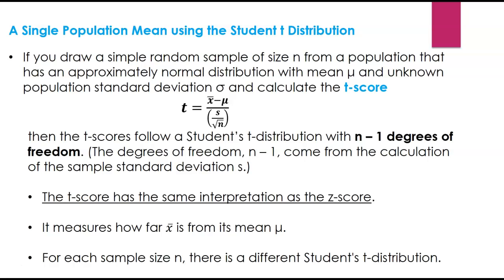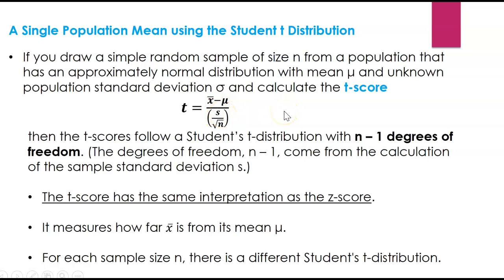If you draw a simple random sample of size n from a population that has an approximately normal distribution with mean mu and unknown population standard deviation sigma, then you can calculate the t-score, which is like the z-score but is given by this formula. T equals x bar minus mu over s divided by the square root of n. Now that's very similar to the z-score formula that we used in Chapter 7, modified for the central limit theorem, but you'll notice that here, instead of sigma, we have an s for the sample standard deviation.